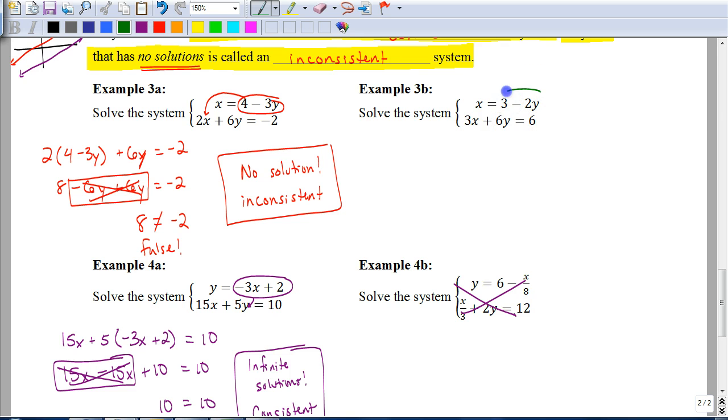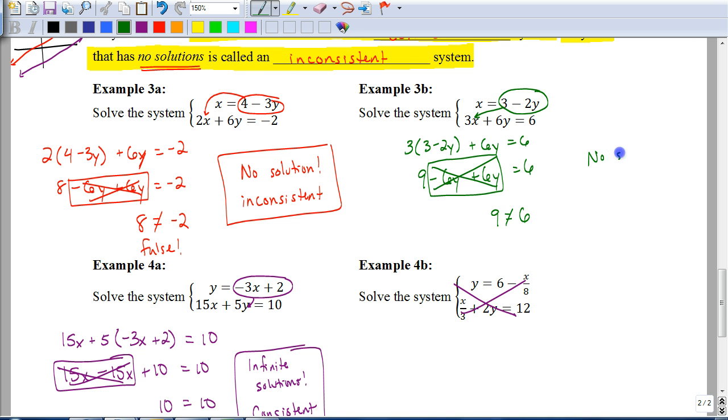Okay, let's check to see what you did. Here we should have taken 3 minus 2y. We put that in for x, so it's going to be 3 times the quantity 3 minus 2y plus 6y equals 6. Distribute that through, we get 9 minus 6y plus 6y equals 6. Well, you can see here the y's are gone because negative 6y plus 6y would be nothing. 9 does not equal 6, so this would be no solution. And if you were asked to classify it, we would say this one is inconsistent.